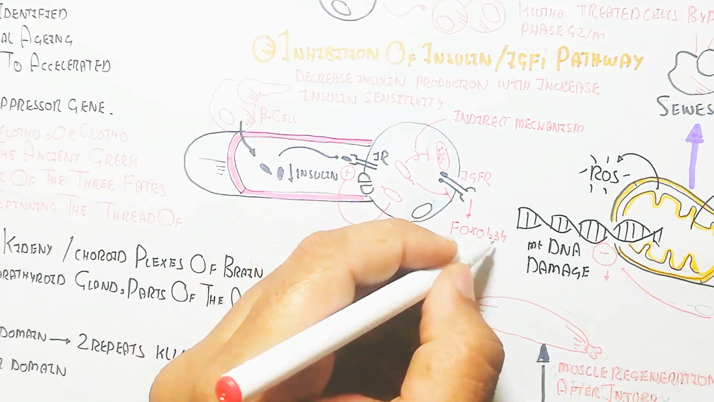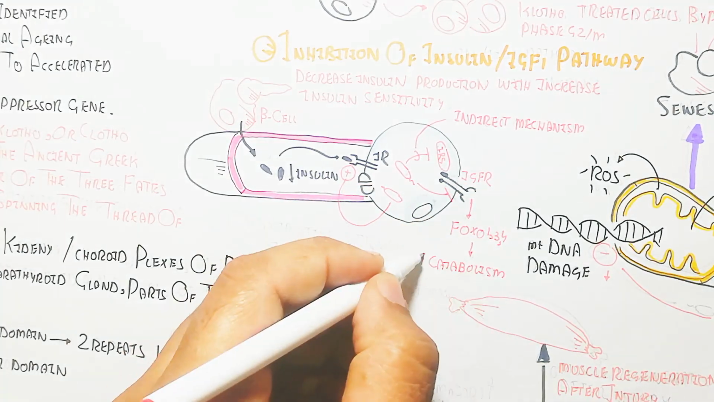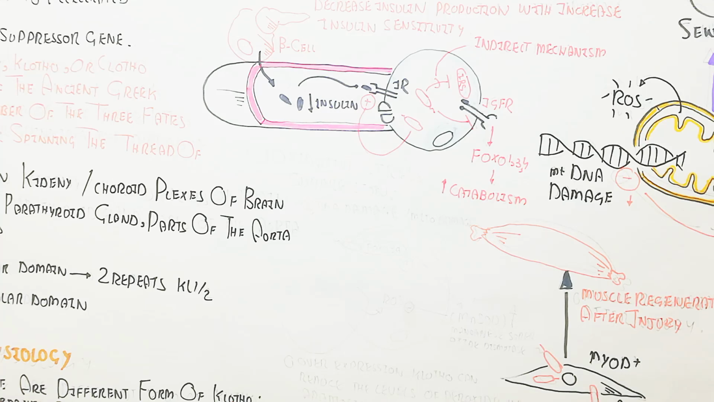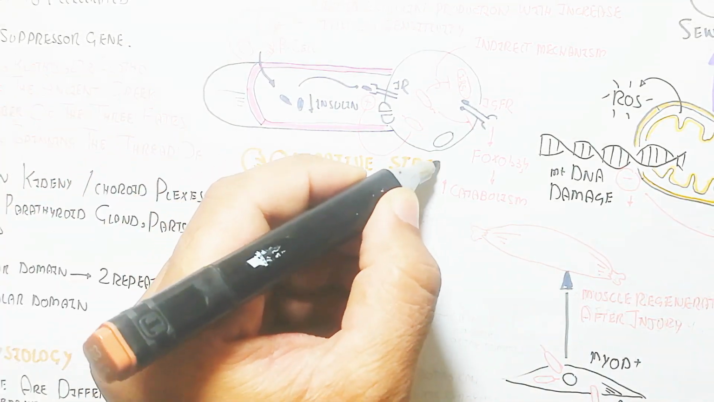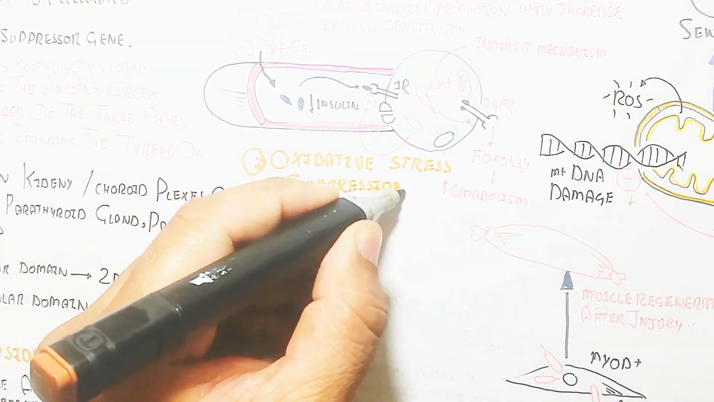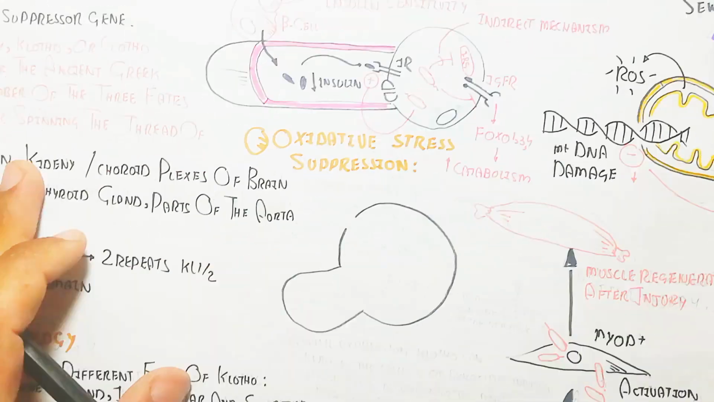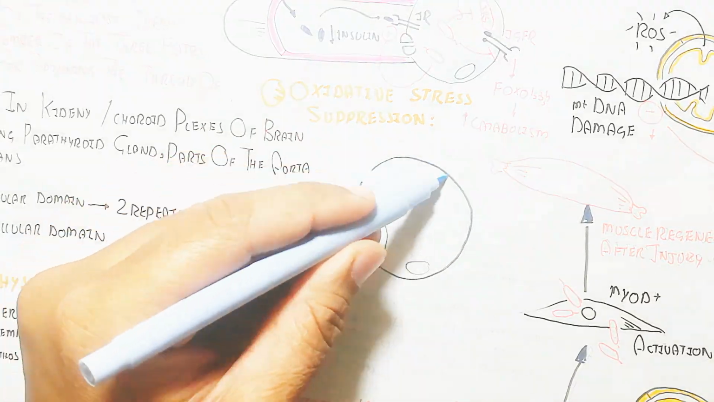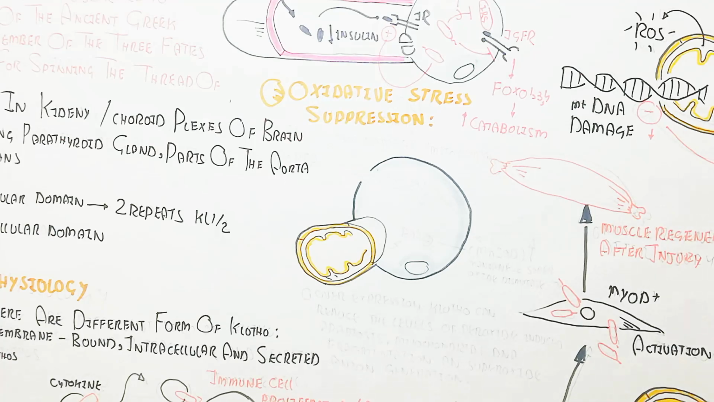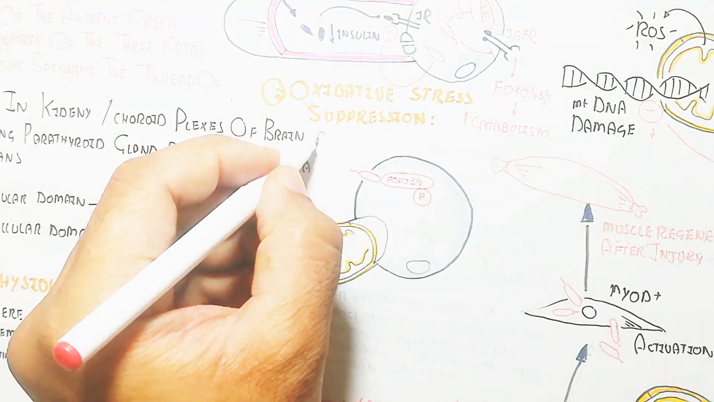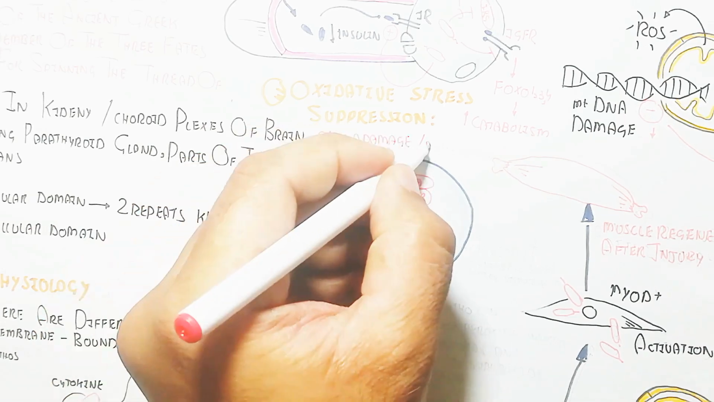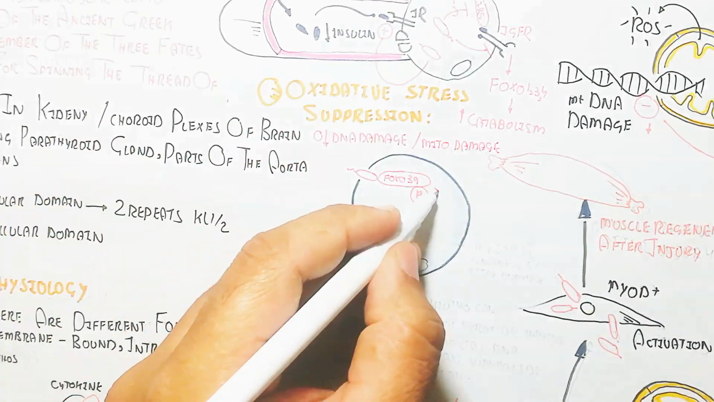And the IGF receptor will basically be inhibited by this indirect mechanism due to Klotho, which will activate FOXO 1, 3 and 4, leading to catabolism as well as apoptosis if the cell is damaged. So catabolism increases. Oxidative stress suppression is an important topic; we will understand it in detail in the next video. So DNA damage decreases, and mitochondrial damage and DNA damage decrease due to the oxidative stress suppression.